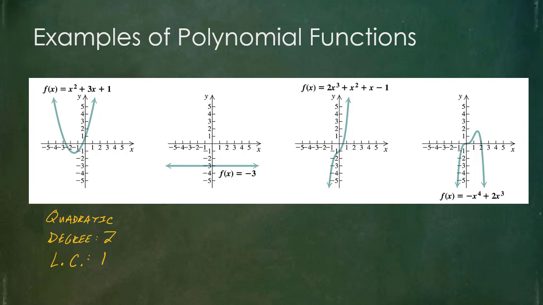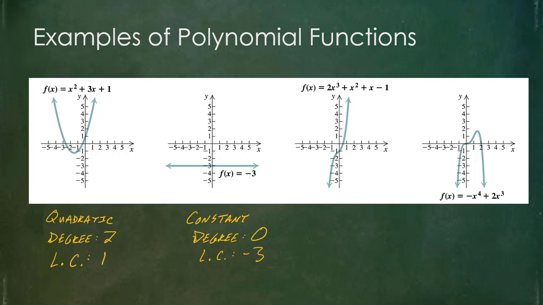Moving on to the next one, which is just a perfectly horizontal line. This function actually does have a name. It's called the constant function. And the constant function has a degree of 0, because if we were to attach an x to that -3, it would be a power of 0, hence its degree is 0. The leading coefficient in this scenario happens to be the one number I see, which is the -3.